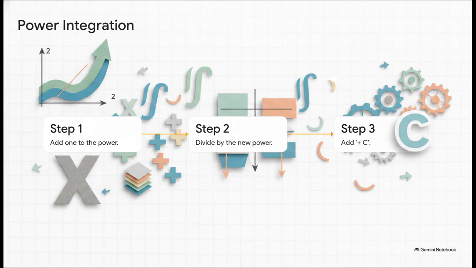Try reversing 2x right now in your head. Add 1 to the power of 1, making it 2. Divide 2x squared by 2, which leaves just x squared. Add c. Boom. Our original function was x squared plus c.